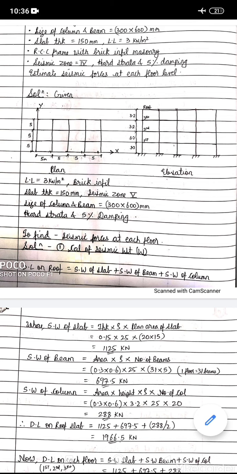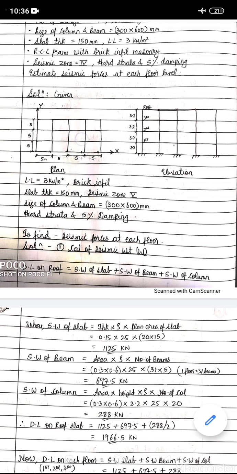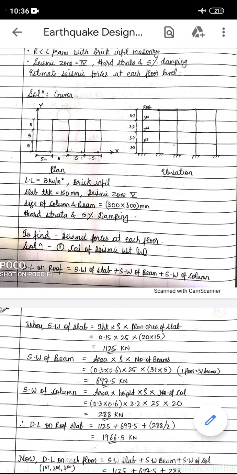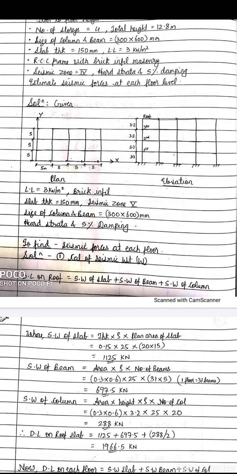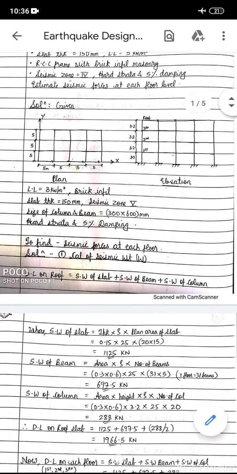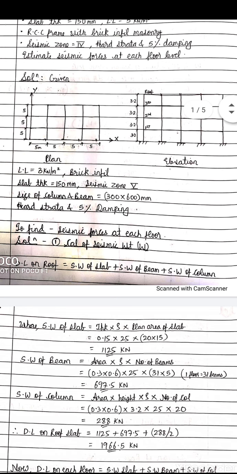So this is the x direction: 1, 2, 3, 4, 5, 6, 7, 8, 9, 10, 11, 12, 13, 14, 15, 16. I hope you can see my pointer. What I've done is just count the number of beams in the x direction. Similarly, find the number of beams in the y direction: 1, 2, 3, 4, 5, 6, 7, 8, 9, 10, 11, 12, 13, 14, 15. So 15 in the y direction and 16 in the x direction.